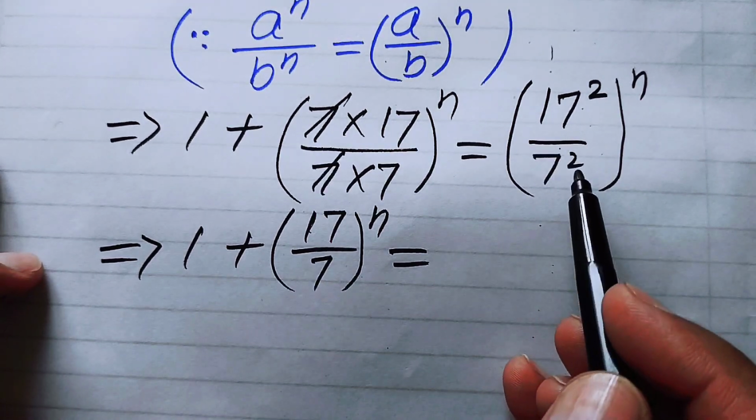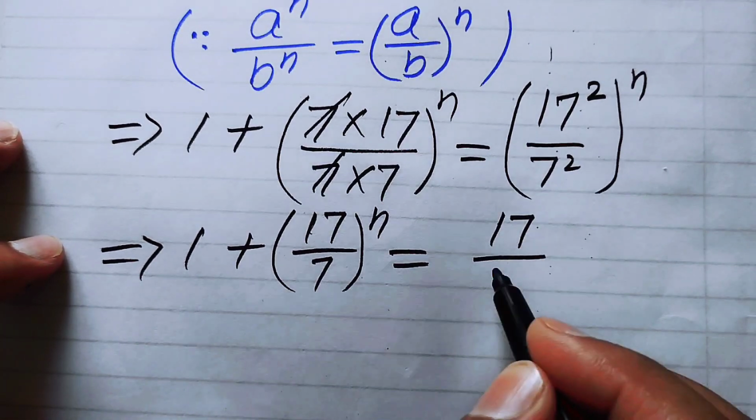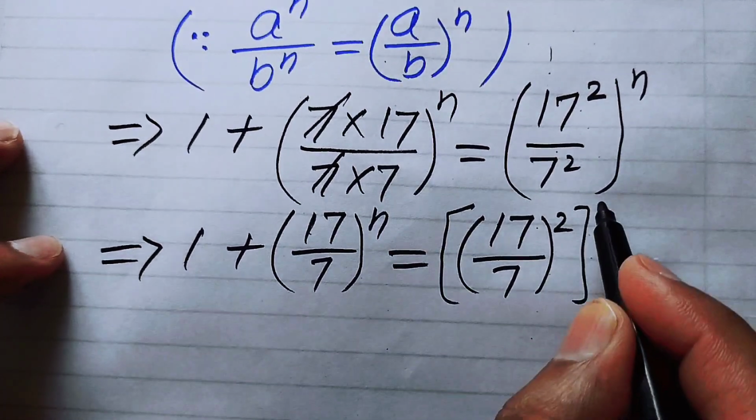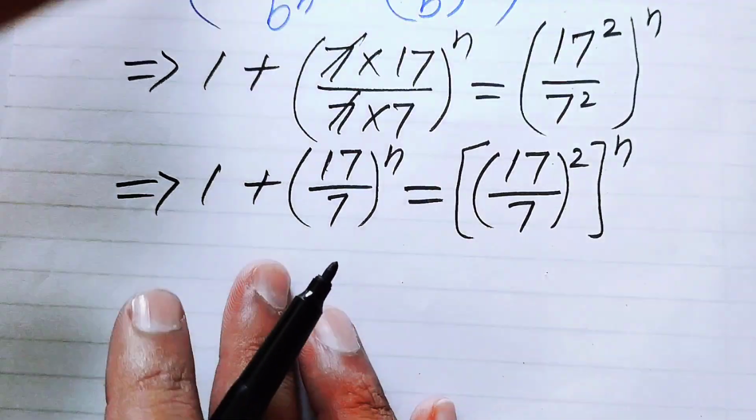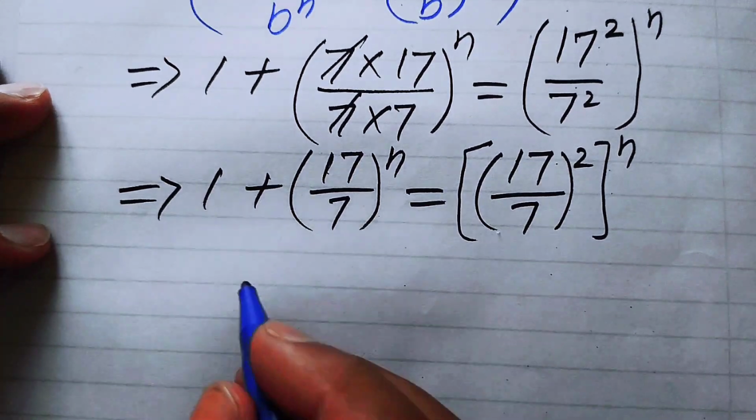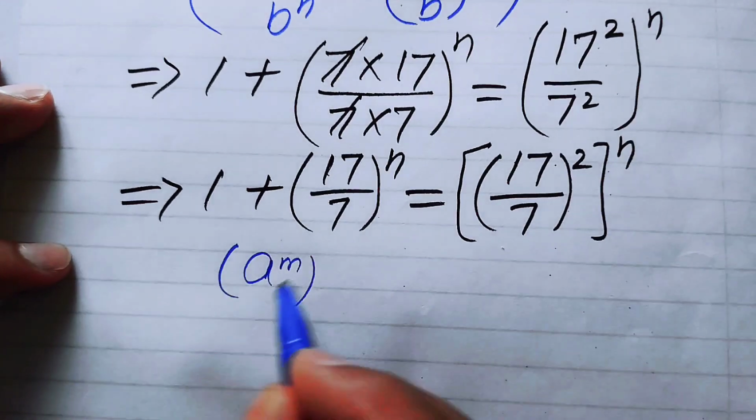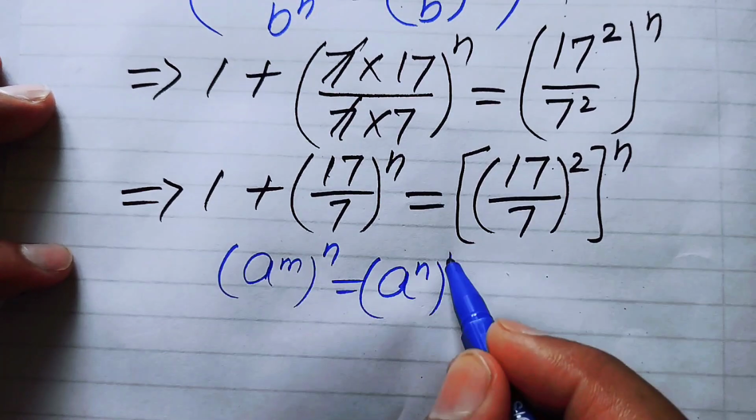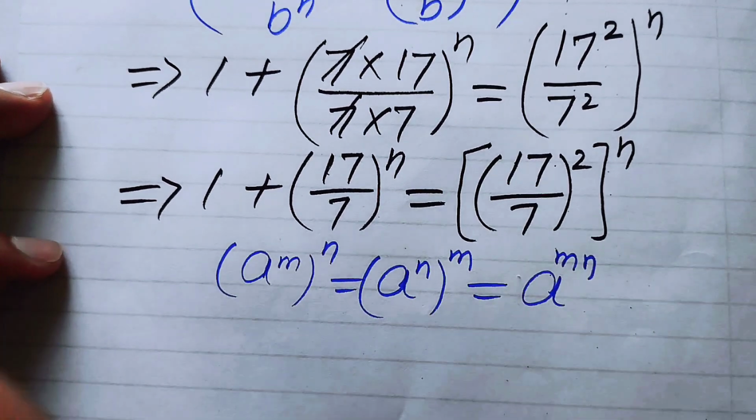In this exponential law we will make the exponent of 17 and 7 in combined form, so that you get 17 over 7 whole squared and its whole power n. After this step I can use another exponential law, and you know about this law: if we have a to the power of m to the power of n, it is equal to a to the power of n and its whole power m, which is equal to a to the power of m times n.